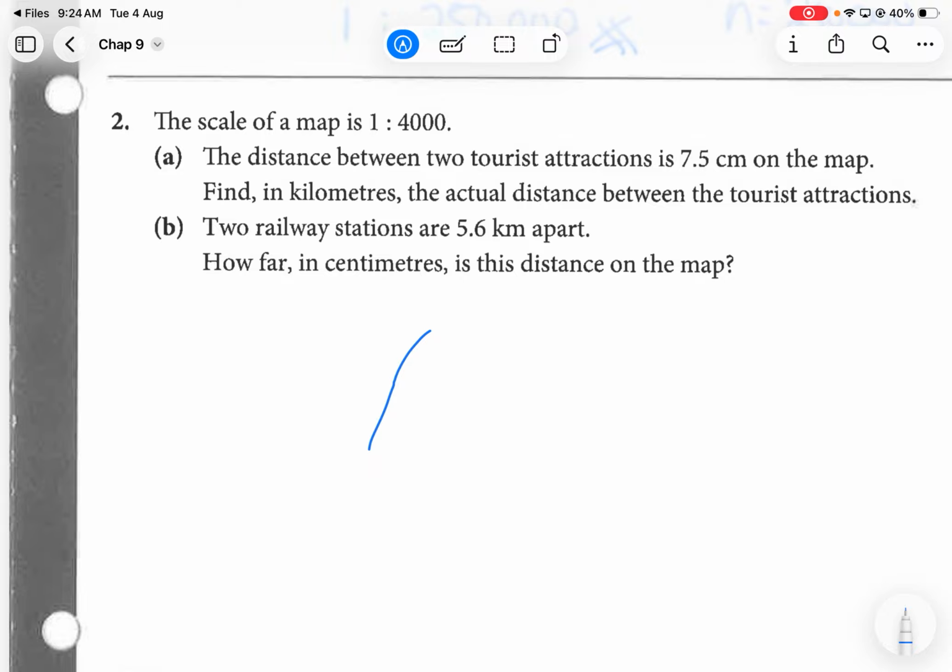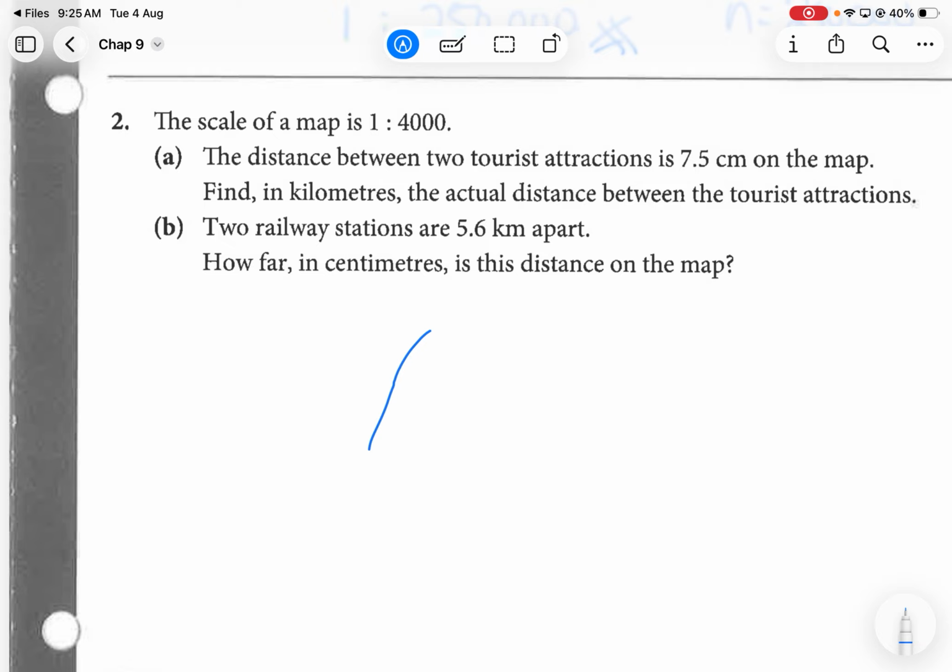Okay, are we ready to start again? Question 2. This time they tell you the scale of the map is 1:4,000. So what does that mean? That means everything on your map, the map is similar to the real world. So for example, there is this classroom. Then I draw a table. If I draw this table as 1 cm, that means in the real world, the table is 4,000 cm.